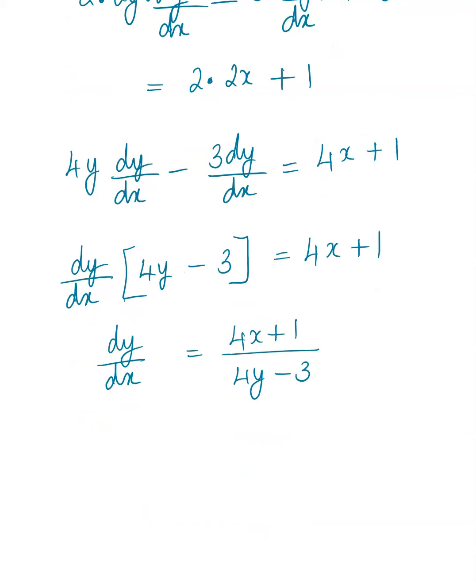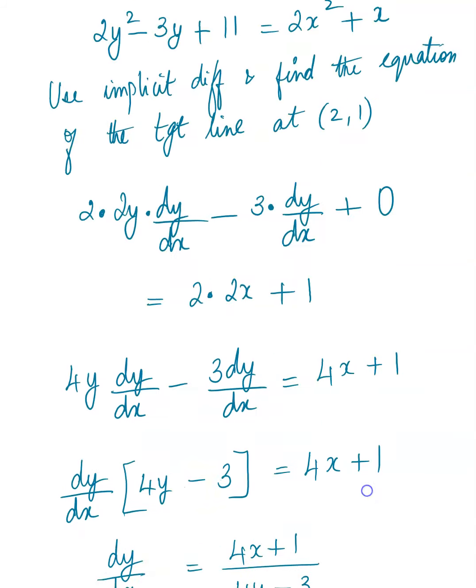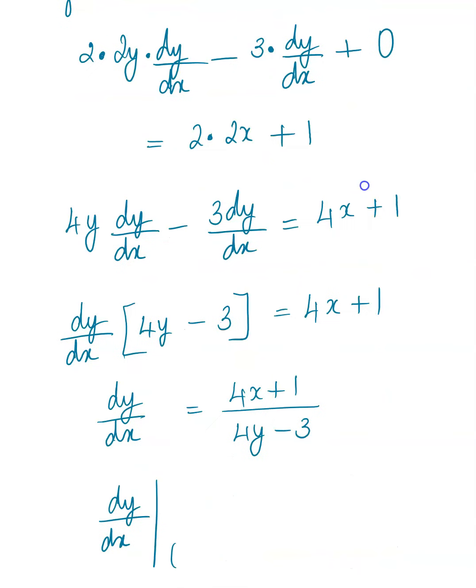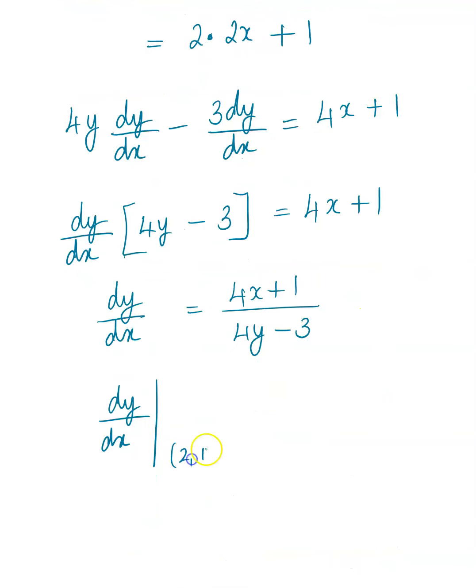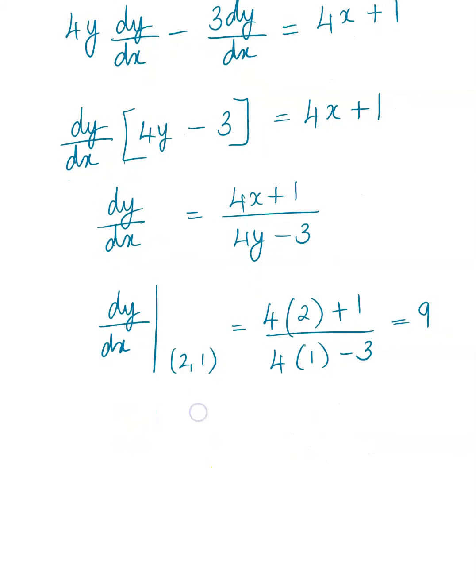Typically we stopped here, but this question they gave us a point, and they also told us to find the equation of that line, the tangent line. So then we have to do dy over dx at the given point, which was 2, 1. So x is 2 and y is 1. Plug that in. That comes out to be 9. And so you have the slope and the point.